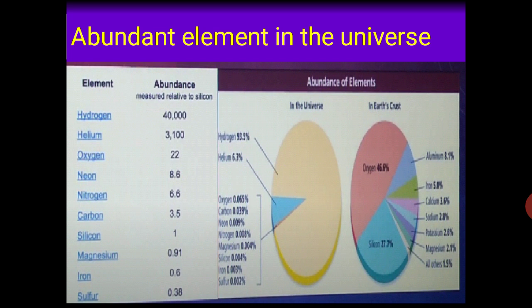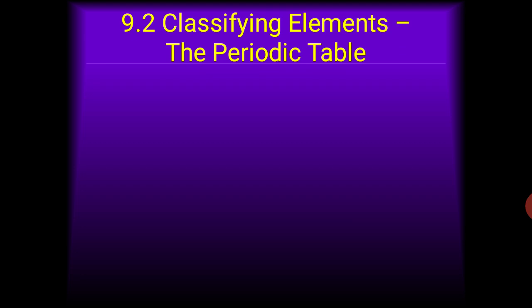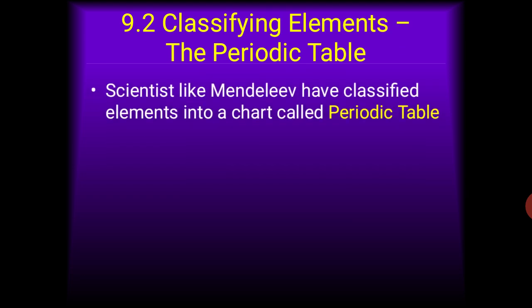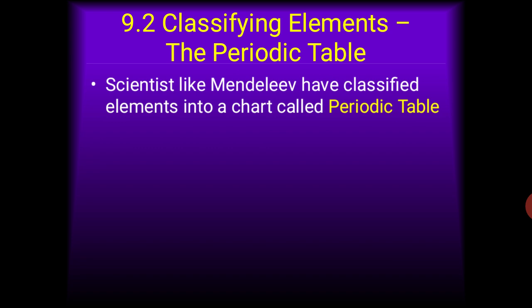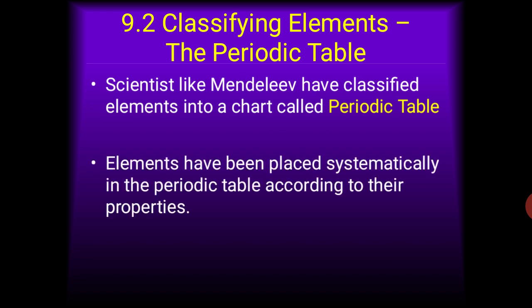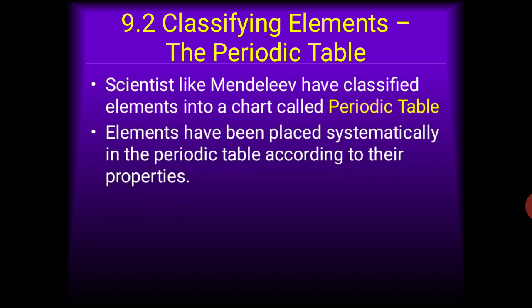Is it easy for us to learn all the elements and their percentages? No, it is not so easy for us to learn all the elements and their percentages. So how can elements be classified? Classifying elements by a table, a chart, which is called the periodic table, which was given by a scientist named Mendeleev. This periodic table has a speciality that elements have been placed systematically according to their properties. Actually, it is placed in an increasing order of their atomic numbers.